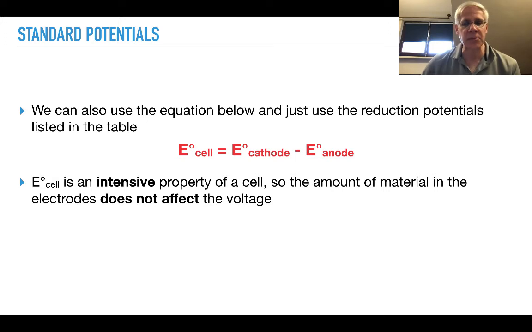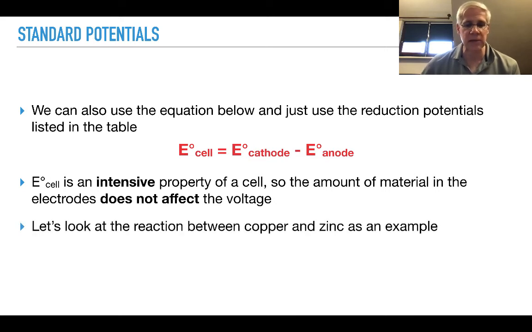Another way of thinking about that is if you think of all the common batteries, the AAs, AAAs, Ds, Cs, they're all different sizes. They have different amounts of material in them, but they all have the exact same voltage. That's because they have the exact same chemical cell in them. So the amount of material does not affect the voltage of that cell. The only thing that affects it is what reaction is taking place.